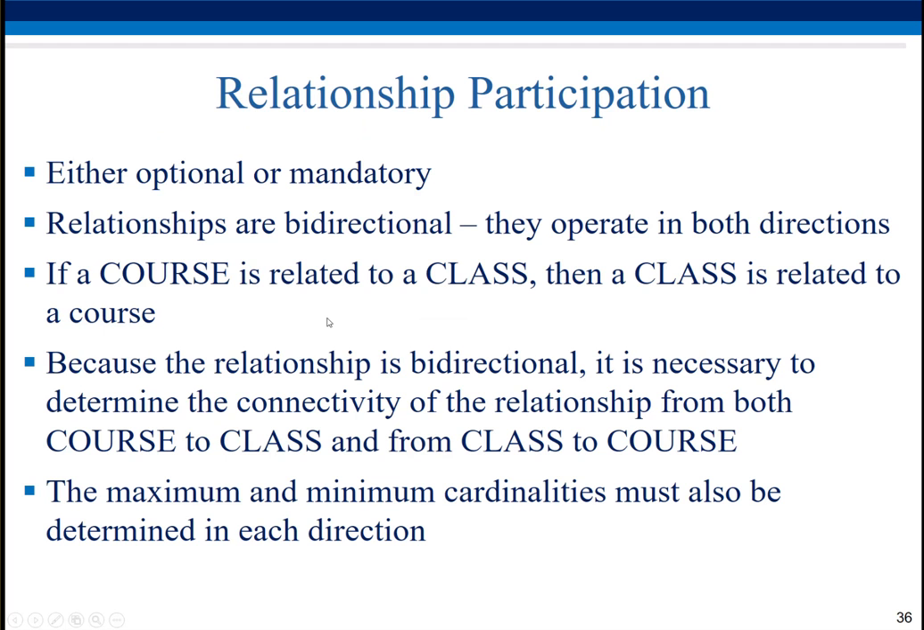Relationship participation, again, it's either optional or mandatory. Remember, relationships are bidirectional. That means they operate in both directions. So if a course is related to a class, then of course a class is related to a course. And again, it's bidirectional because it's necessary to determine the connectivity of the relationships from both entities. And again, the minimum and maximum cardinalities should also be determined in each direction.